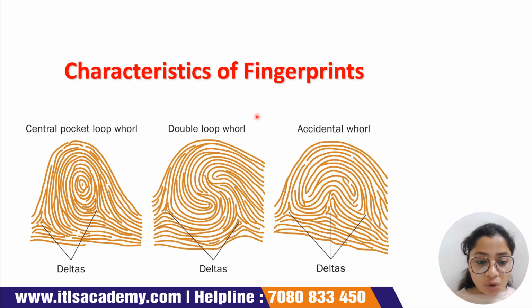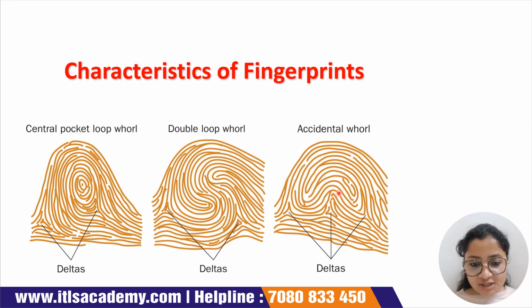Then we have a double loop whorl. So see here, two loops are there. One loop is like this and one loop is like this, isn't it? So double loop, but the other parts are in the form of a whorl. So here also we will be having two deltas, because double whorl, double loop. Okay. And then what we have is the accidental whorl.